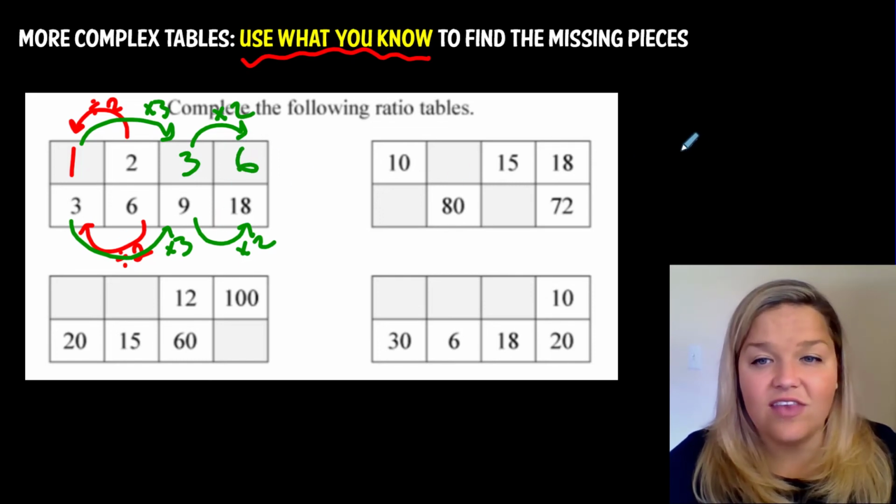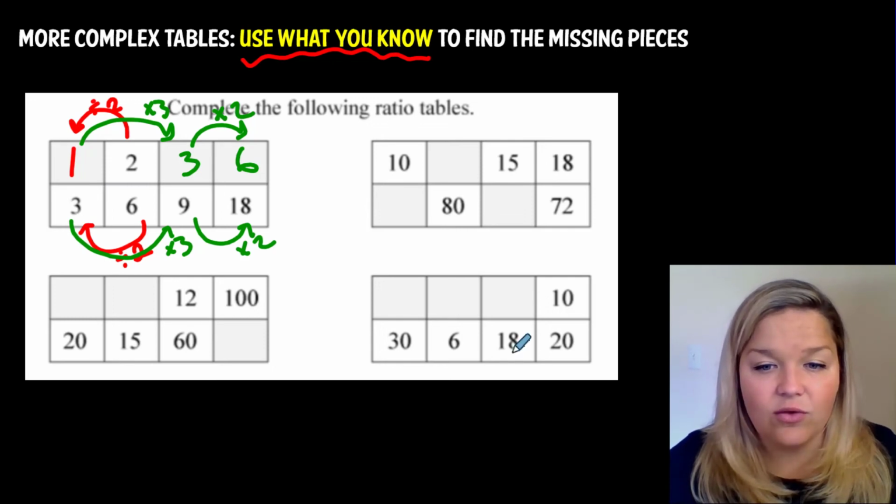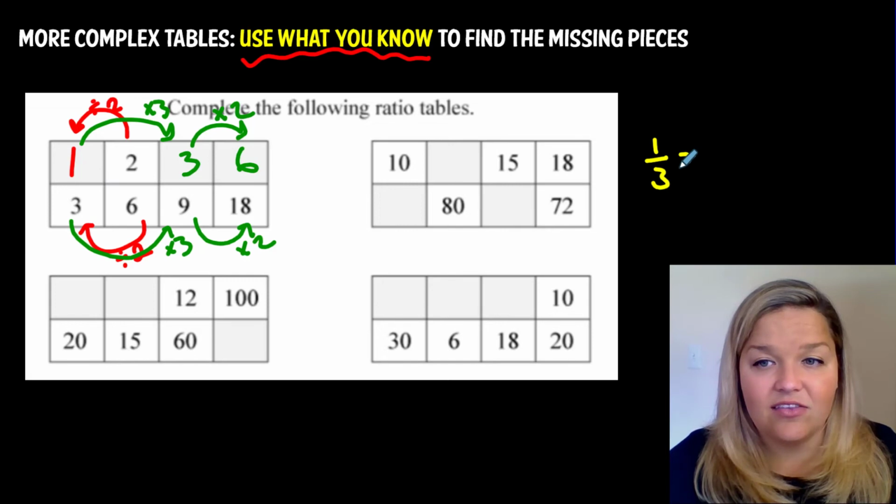So what this says is this table is holding a whole group of equivalent ratios. And all those equivalent ratios you can push off to the side and say 1 to 3 is equivalent to 2 to 6, which is equivalent to 3 to 9, which is equivalent to 6 to 18.